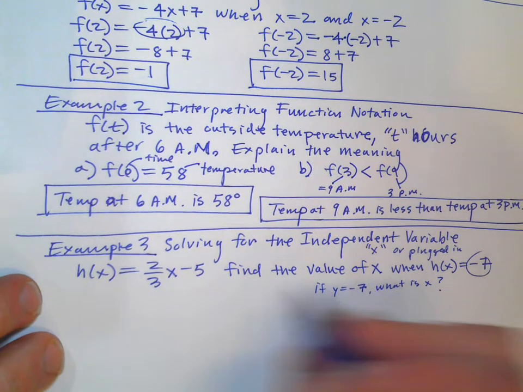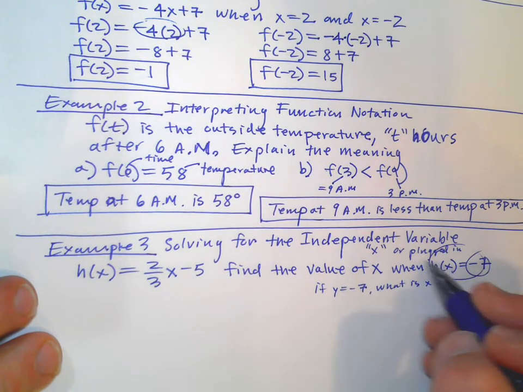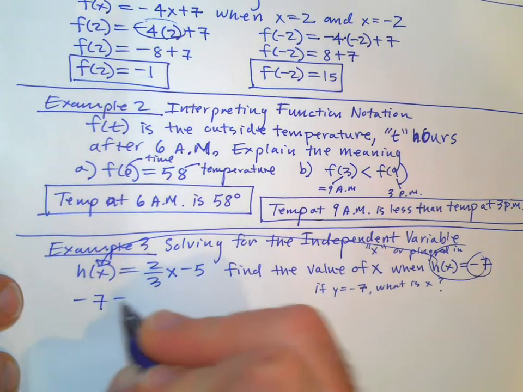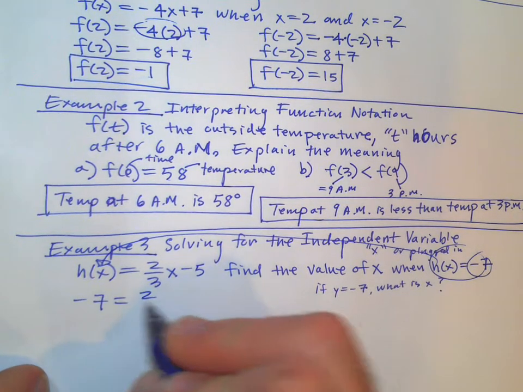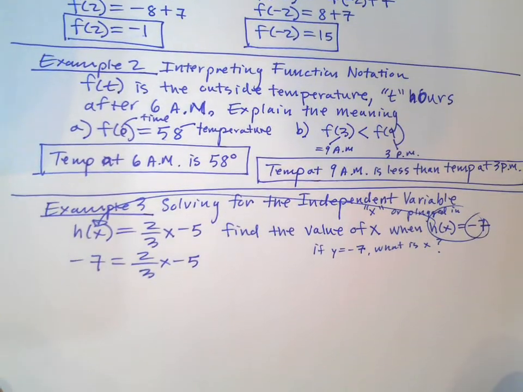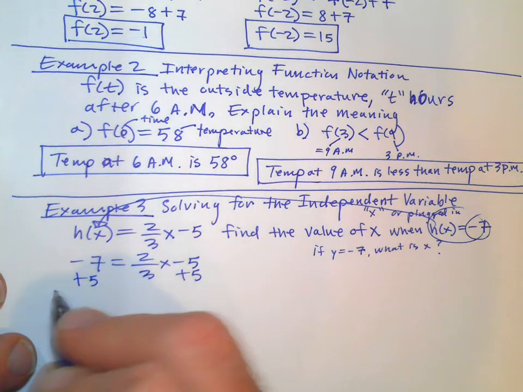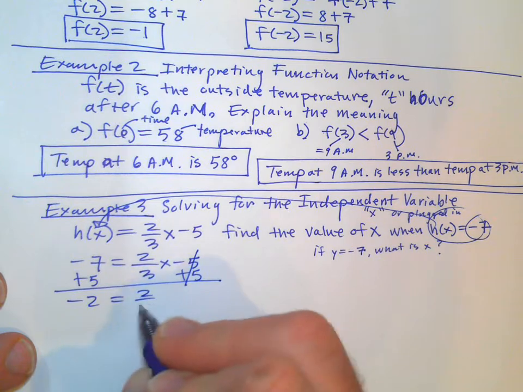So what we can do is we say, well, we have this formula that, if we put an x in, gives us the y, but we know the y, so let's plug that in. Let's substitute that in for h of x. Let's replace it with -7. We don't know what x is, but now we can solve this equation. Like back in chapter 1, we solved multi-step equations. So now we just got to do some work like we did from chapter 1. Get rid of addition and subtraction first. To get rid of a subtraction, you got to add, right? Reverse PEMDAS. -2 equals 2/3 x.